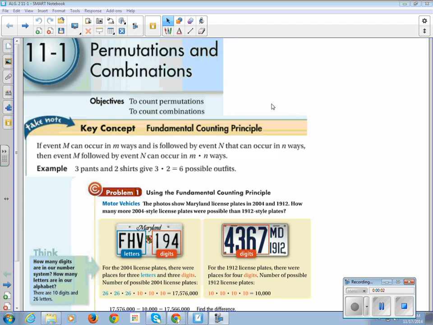All right, this is Algebra 2, Chapter 11, Section 1. It's Permutations and Combinations. And our learning objective is to count permutations and to count combinations. One item that we're going to use, and anytime the word fundamental is in the definition or in the title, know that it's highly important.